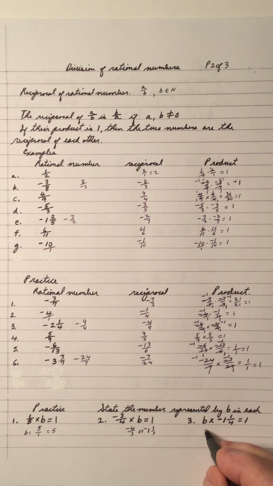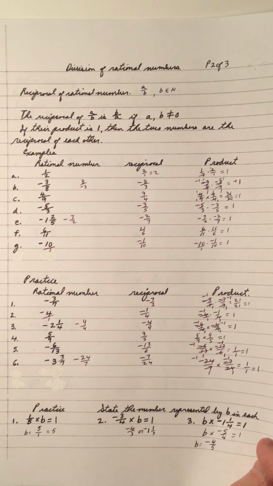And in C, sorry, in number 3, I should change this to an improper fraction so I can see what its reciprocal is. So 1 times 4 is 4 plus 1 is 5. So that's negative 5 over 4. So its reciprocal is negative 4 over 5. So that's what b is in this one, negative 5 over 4. When you multiply, you get 1.